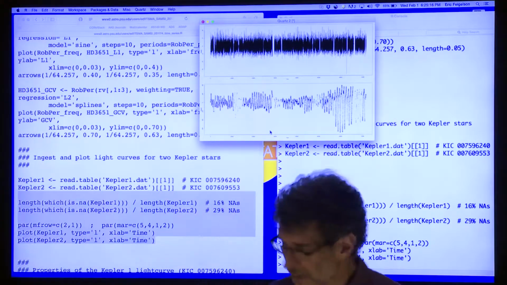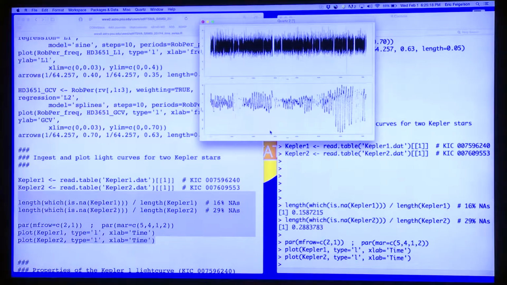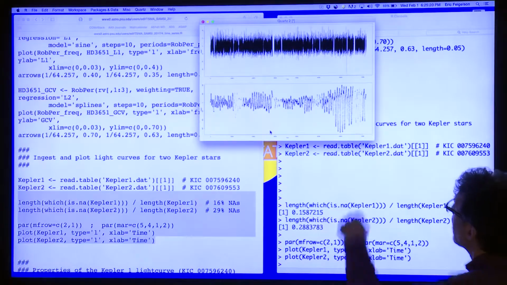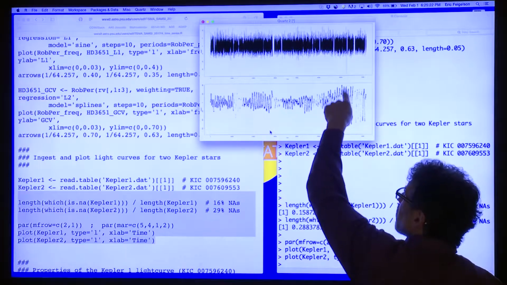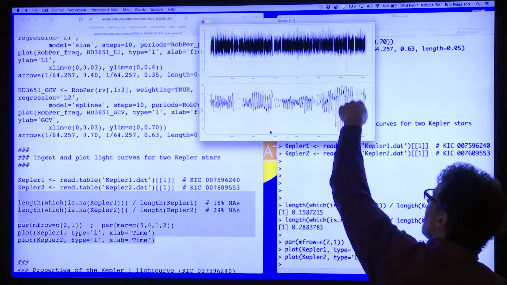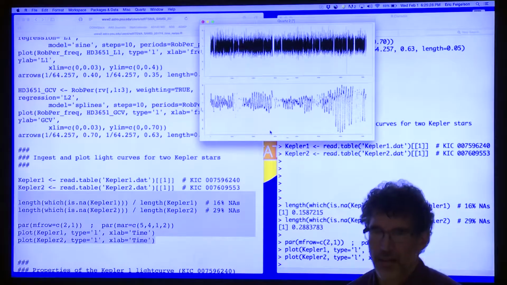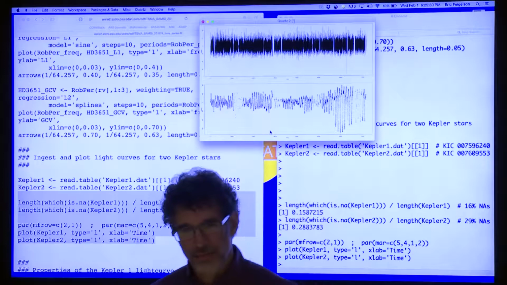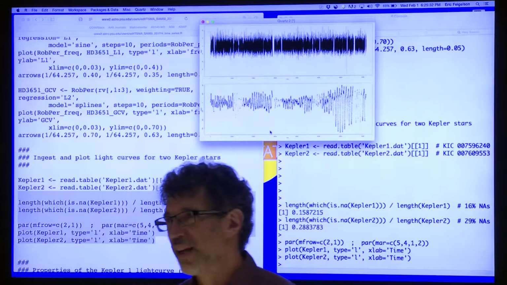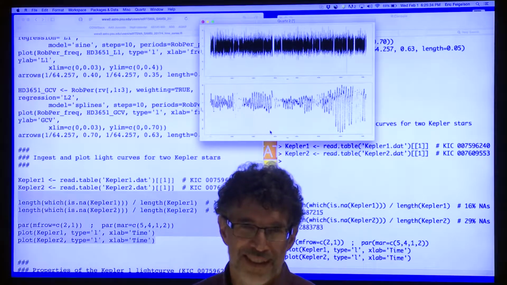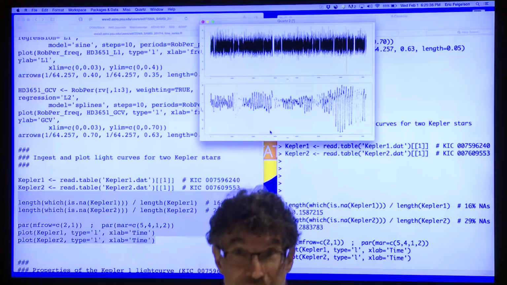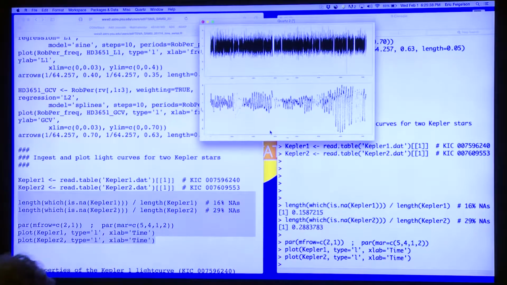It's worse for the second one. 29% of the data of the second one are missing. And you can see it. Something happened with the satellite, and it didn't make all the measurements on the second one. Satellite only cost $700 million. That was a joke. Okay. You'd think for $700 million we can get the data.